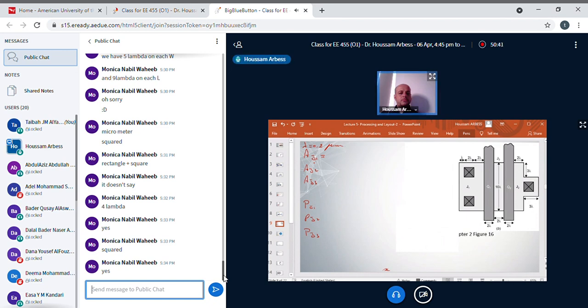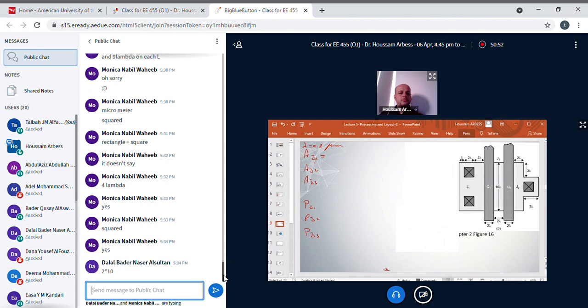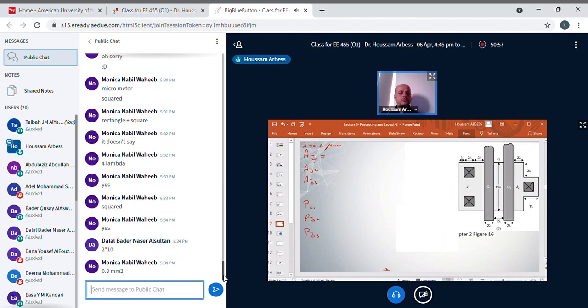What about the area of J3? Yes, it's equal to 2 lambda multiplied by 10 lambda. 2 lambda is 0.4, multiplied by 10 lambda is 2. 2 multiplied by 0.4 equals 0.8 micrometer, yeah, Monica, not millimeter. Micrometer squared.